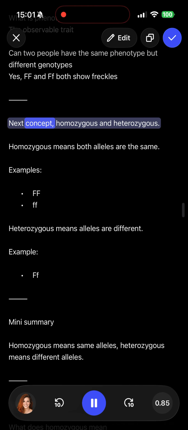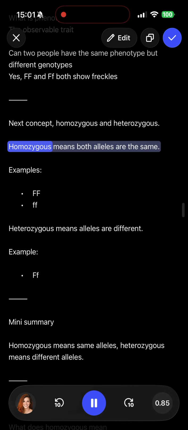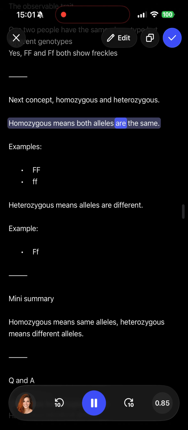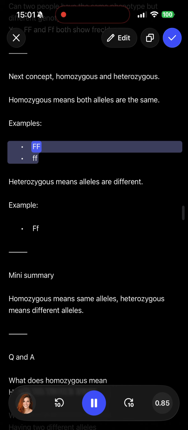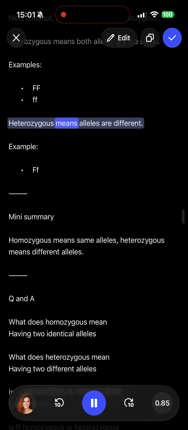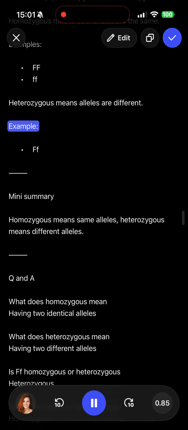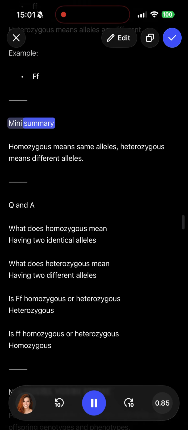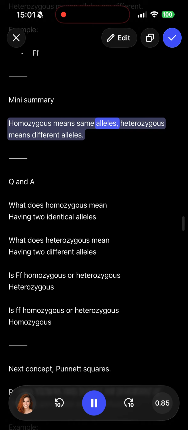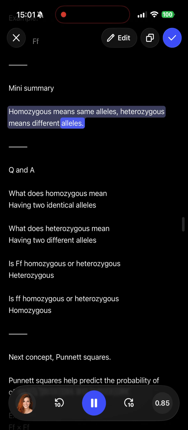Next concept, homozygous and heterozygous. Homozygous means both alleles are the same. Examples, FF, ff. Heterozygous means alleles are different. Example, Ff. Mini summary. Homozygous means same alleles, heterozygous means different alleles.